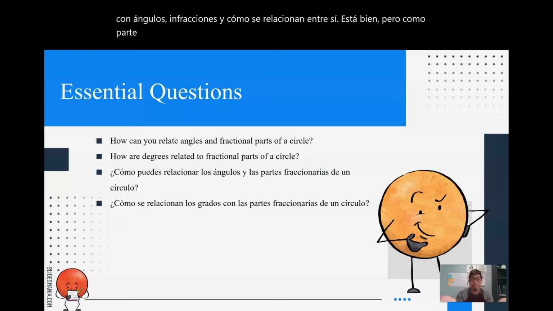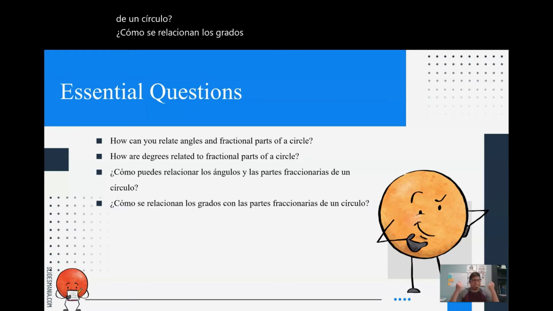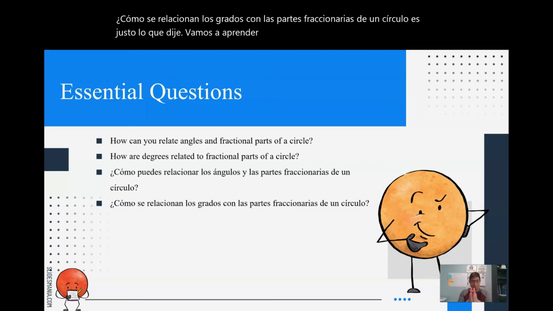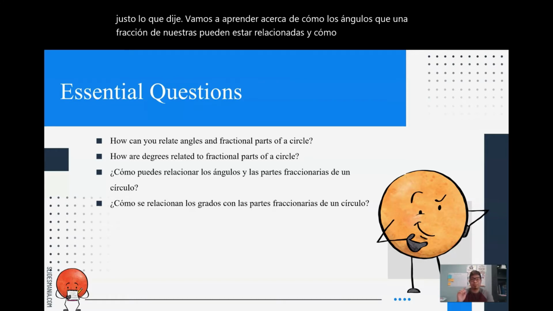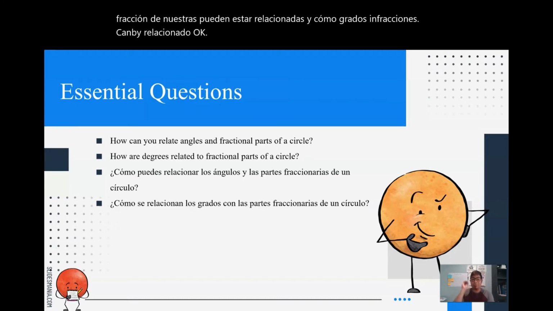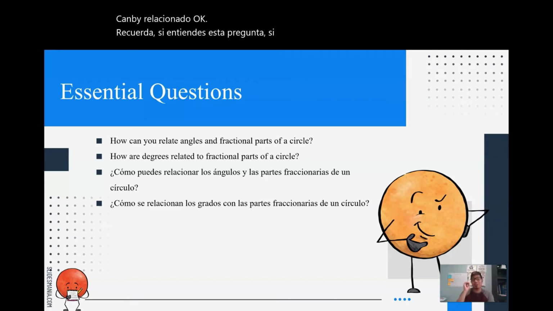How are degrees related to fractional parts of a circle? That's just what I said. We're going to be learning about how angles and fractions can be related and how degrees and fractions can be related. Remember, if you know how to answer this question correctly, then you know that you know this.